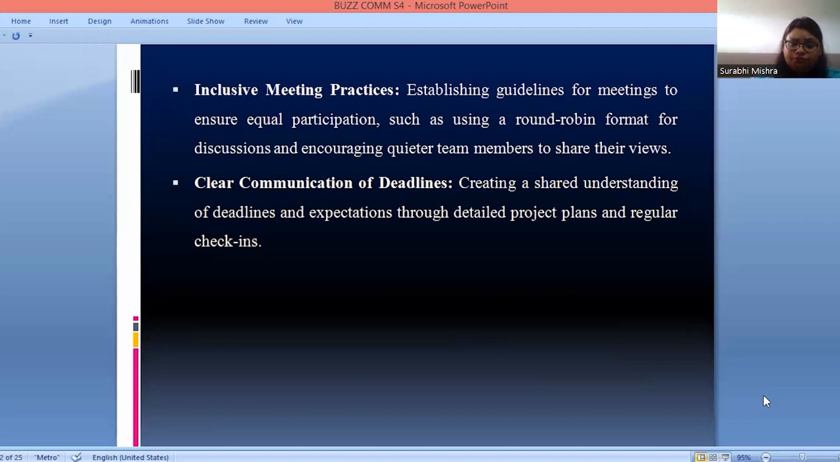Next was clear communication deadlines. Clear communication deadlines here means creating a shared understanding of deadlines and expectations through detailed project plans and regular check-ins. Now here, clear communication of deadlines, why has it been taken into consideration? Because the Brazilians thought that the deadlines are just used as guidelines, but are not adhered to.